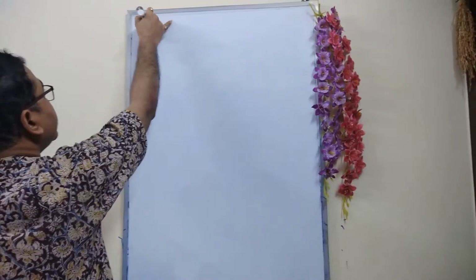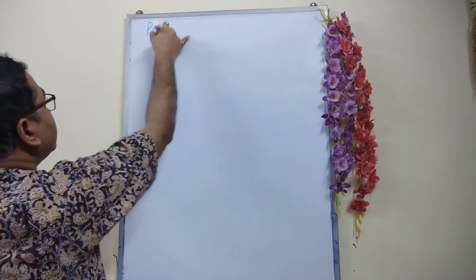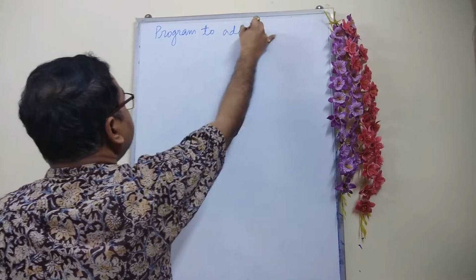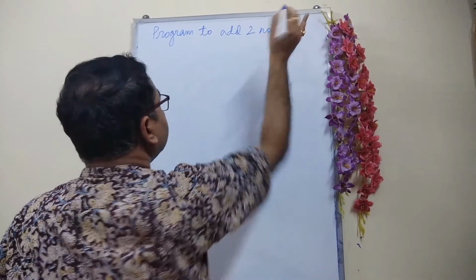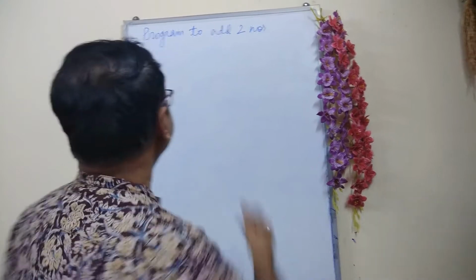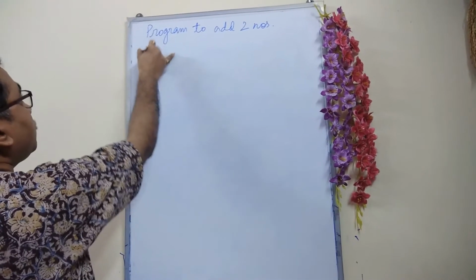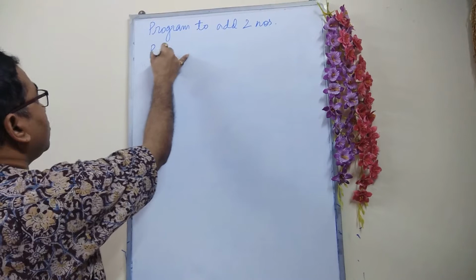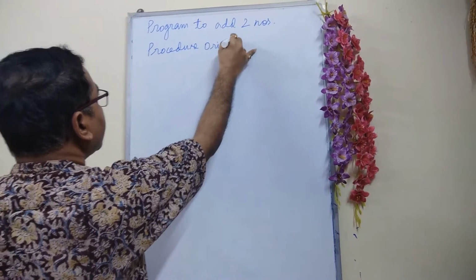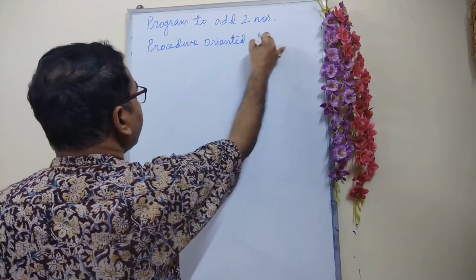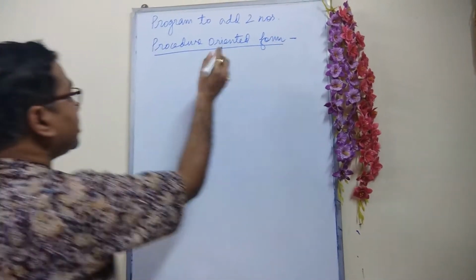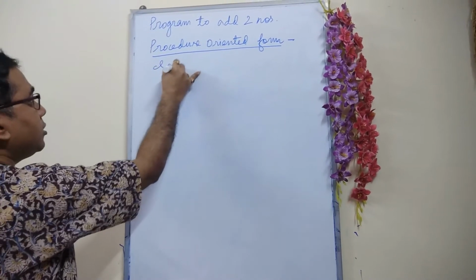So the question is: write a program to add two numbers. Very simple program. It will take two numbers, add them and give the result. First I am doing it in procedure-oriented form. Let us see how the program proceeds.